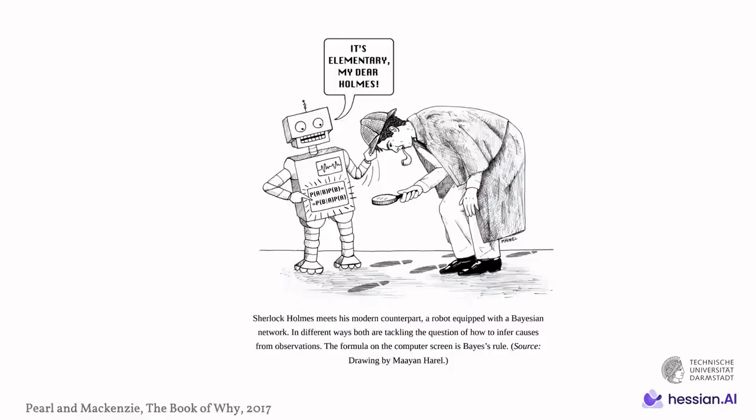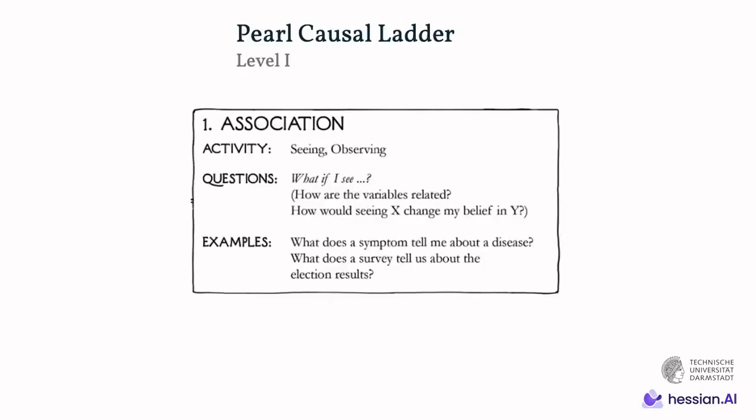So this is the first rung, right? Simple. It's elementary, my dear Holmes. Simple associations. If you've seen Sherlock Holmes, that's what he used to do, right? I don't know if he used to do causation or association, but yeah, he used to associate what has happened with what might have happened before. So this is simple association, which is the first level of Pearl's causal ladder.